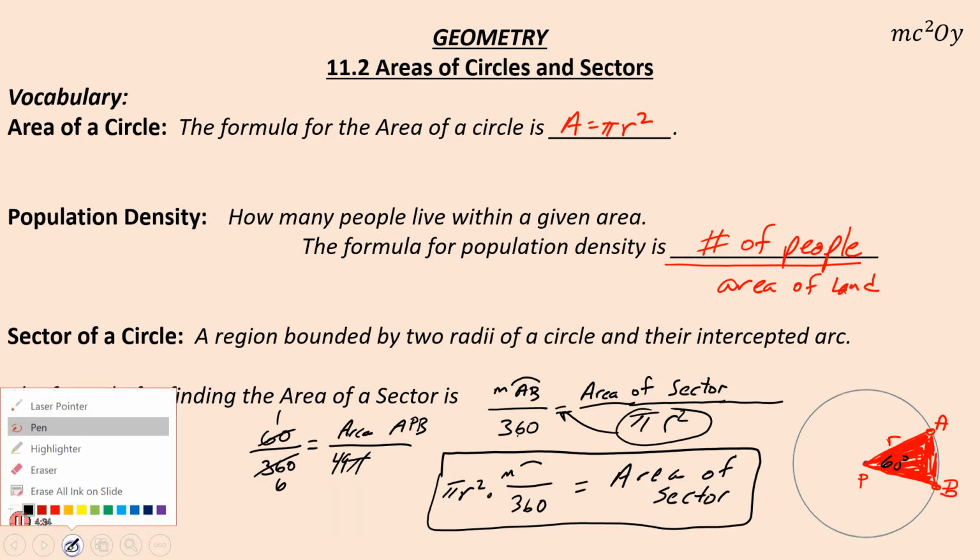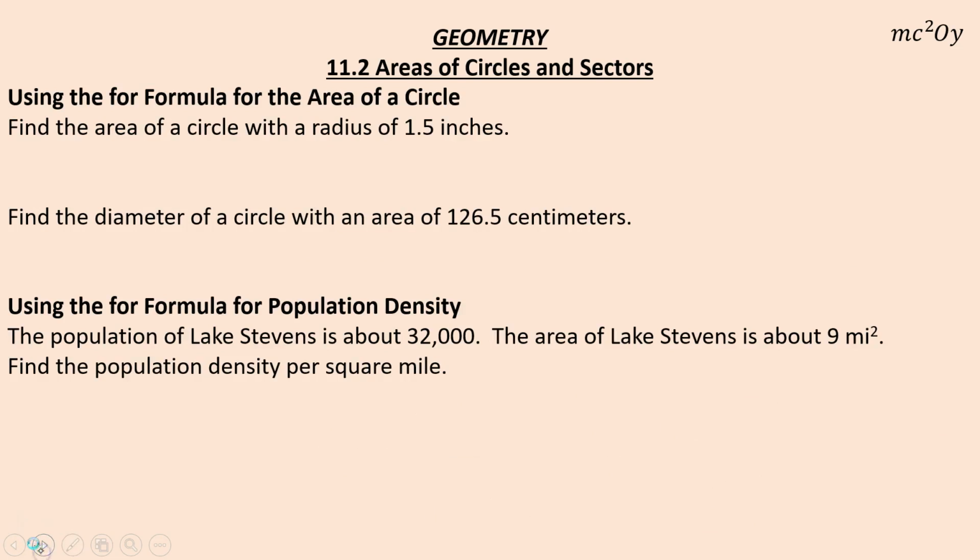All right, so using that formula, we can go ahead and try to solve some problems here. So let's practice finding the area first. Just a quick review problem here. Find the area of a circle with radius of 1.5. So if r equals 1.5 and area equals pi r squared, we're just substituting 1.5 in for r, and that gives us 2.25 pi.